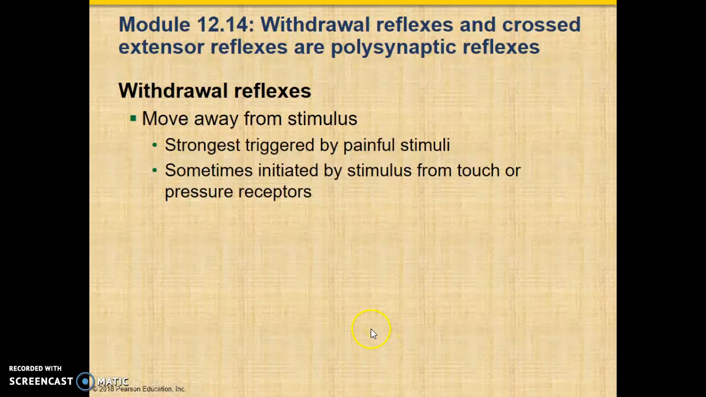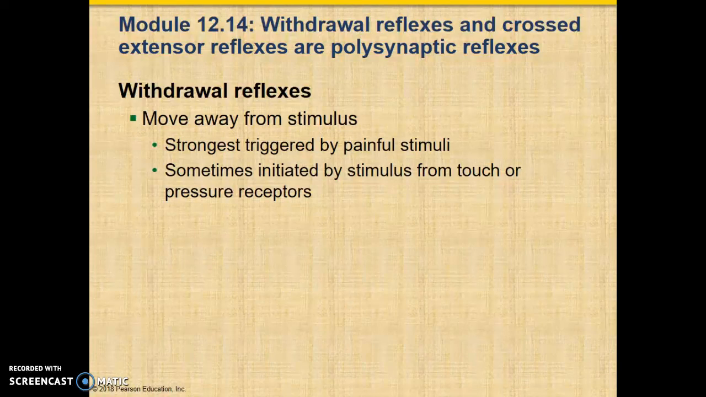This section deals with polysynaptic reflexes. That is, there's more than one synapse in the central nervous system. That would mean there are interneurons involved here. A withdrawal reflex is polysynaptic, and with a withdrawal reflex, you're going to move away from the stimulus.